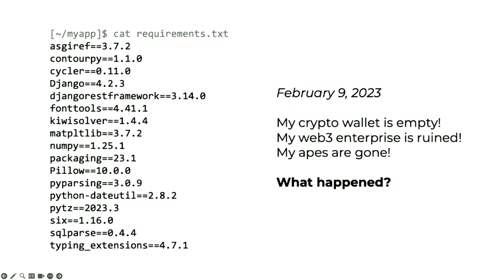So let's start with a little case study. It's February 9, 2023. My crypto wallet is empty. My Web3 enterprise is ruined. My apes are gone. Can anyone take a look at my requirements.txt and tell me what's happened?